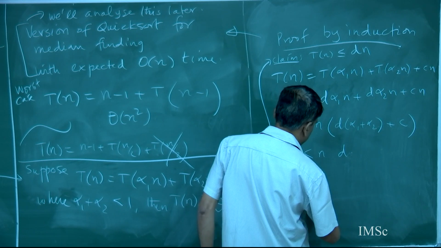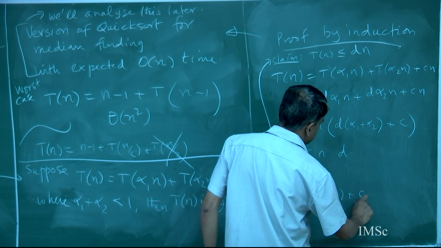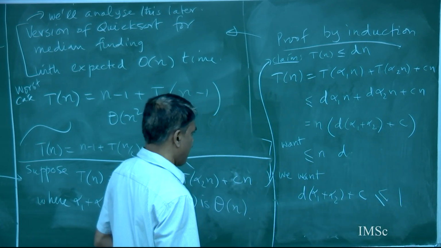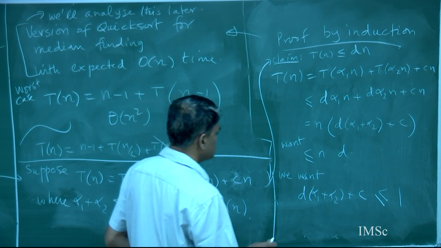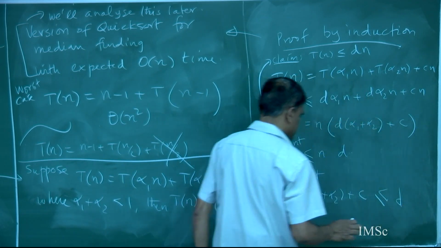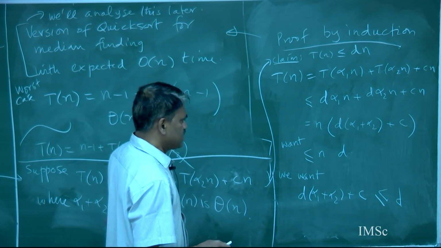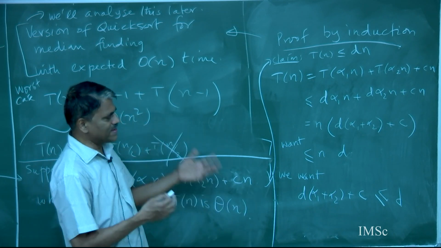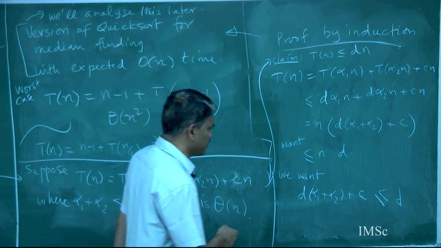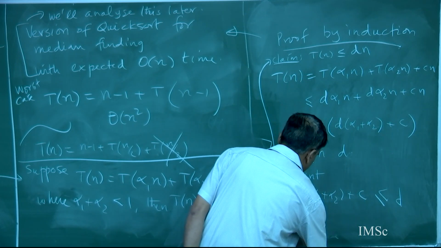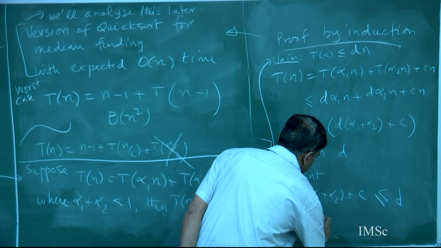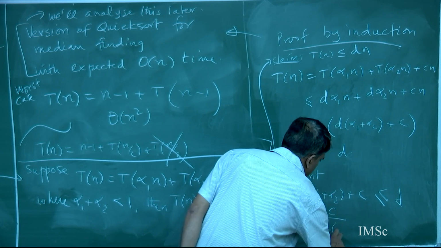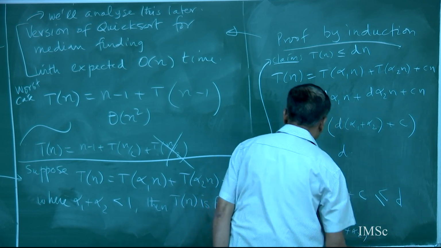D times (alpha 1 plus alpha 2) plus C, I want this to be less than or equal to D. This is what I want. D is my choice, and C is given in the equation. So I want to show that there exists a D I can choose such that this happens. So how do I choose this D? D should be greater than or equal to C divided by (1 minus alpha 1 minus alpha 2).